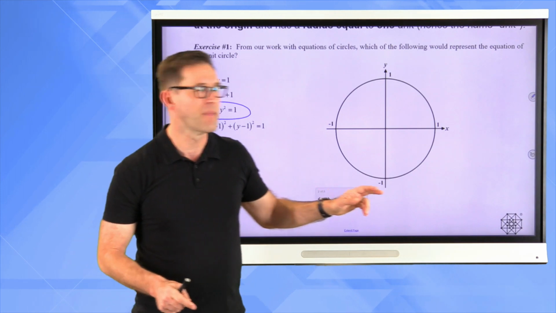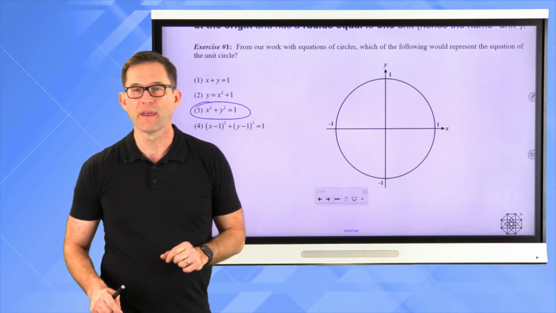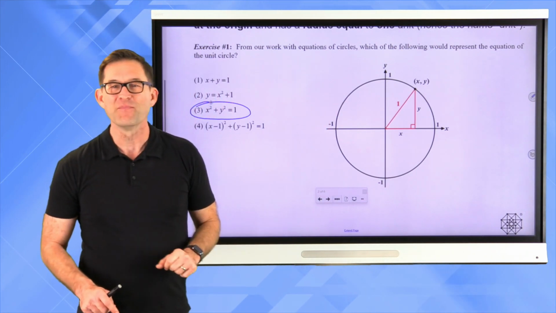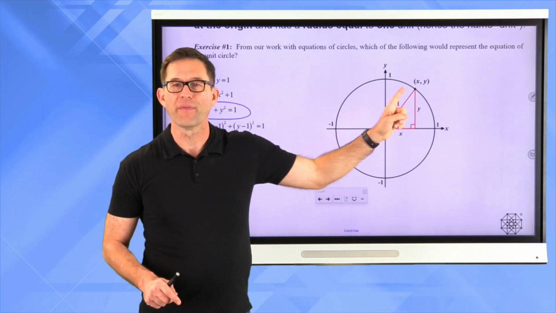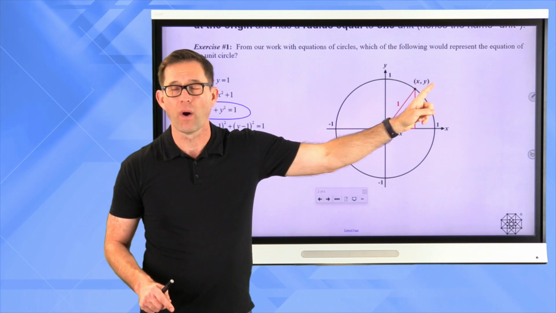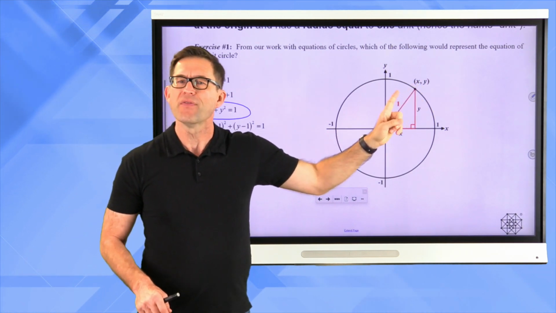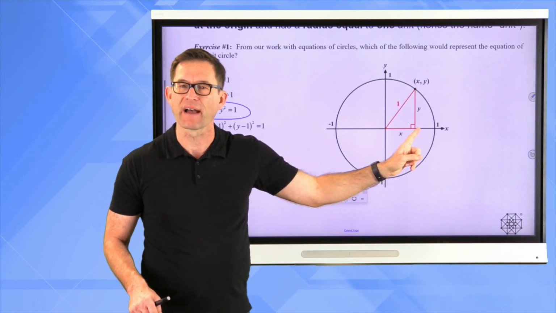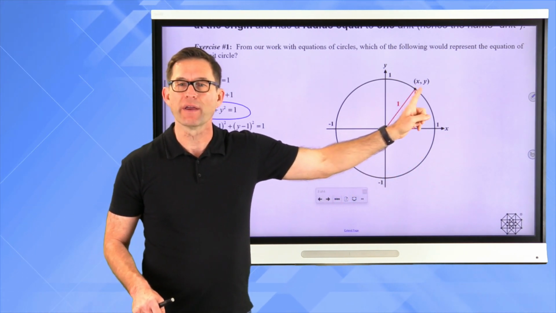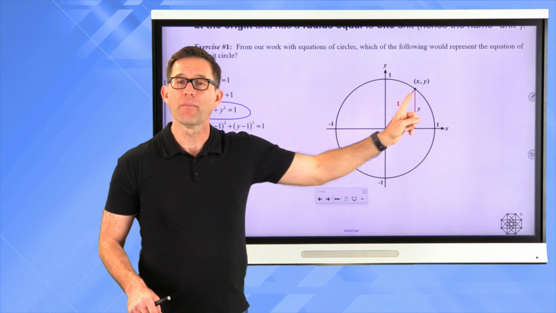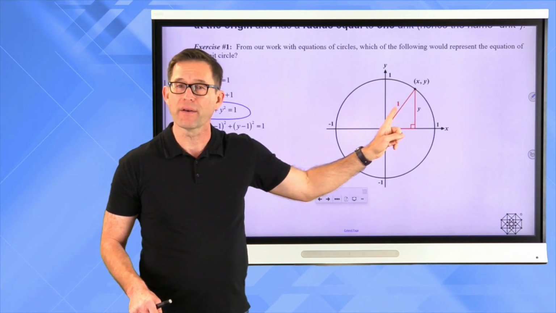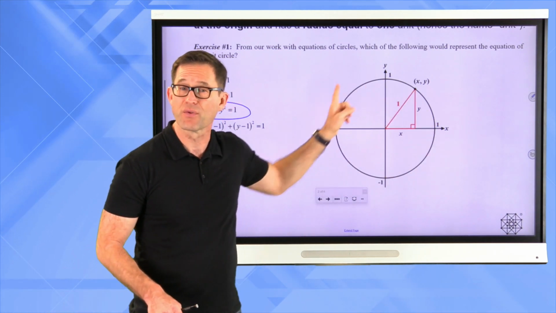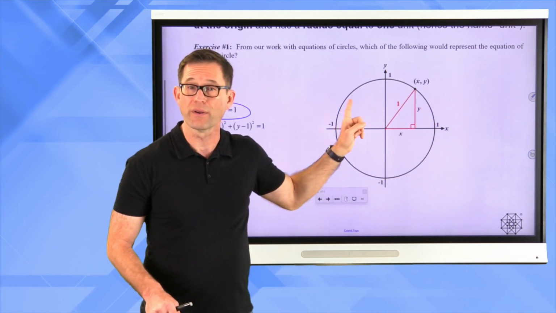Now here's why it makes it true. If I actually took a point on this circle and I called it x, y, good choice, right? Then what I could do is drop a vertical line segment to the x-axis and draw in this right triangle. Now what I would know about that right triangle was that its hypotenuse would be equal to 1 unit because this is the unit circle, so the radius anywhere is 1 unit.